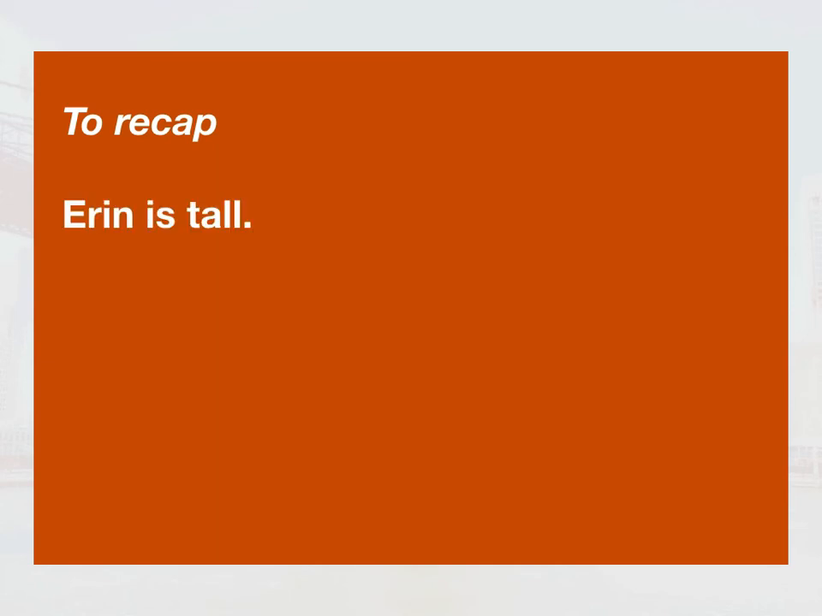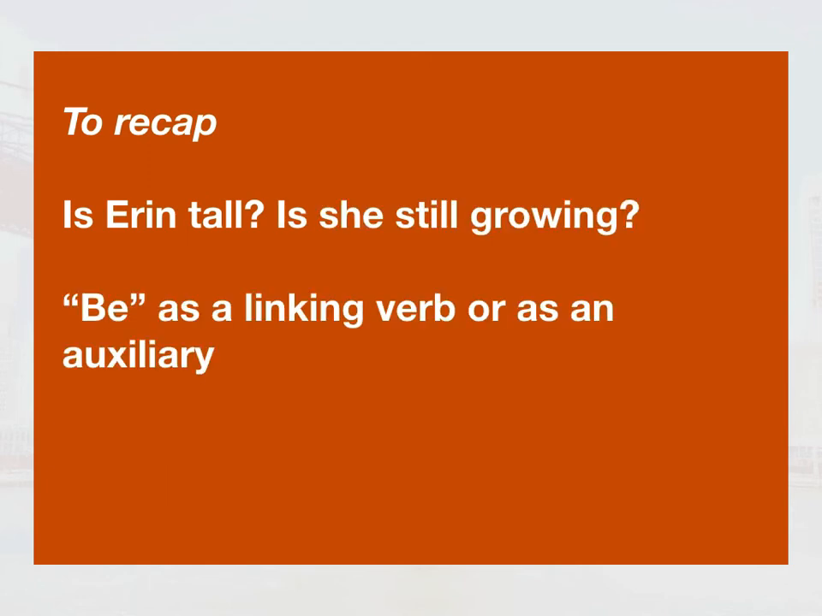Let's go back over. Aaron is tall. Is Aaron tall? Is she still growing? So here are 2 examples of using be, either as a linking verb in the first case. Aaron is tall. It links Aaron to tall. We switch the order. Is Aaron tall? She is still growing. This is present continuous. Is in this case is an auxiliary verb. So we're going to swap that and put that before the subject, she. Is she still growing?